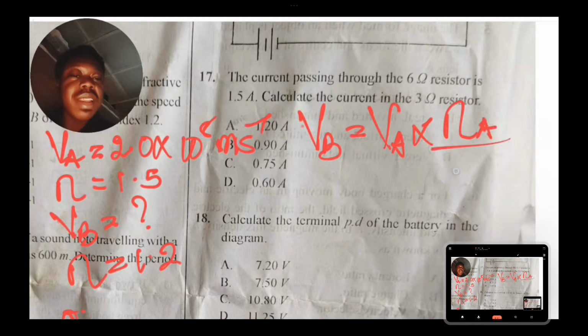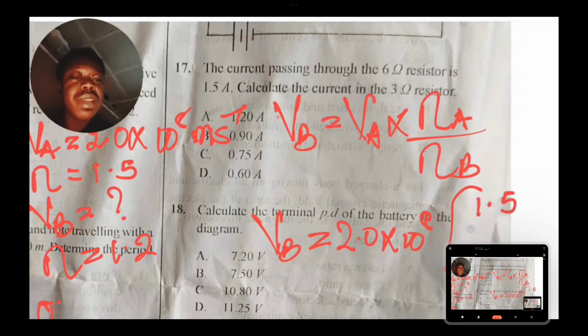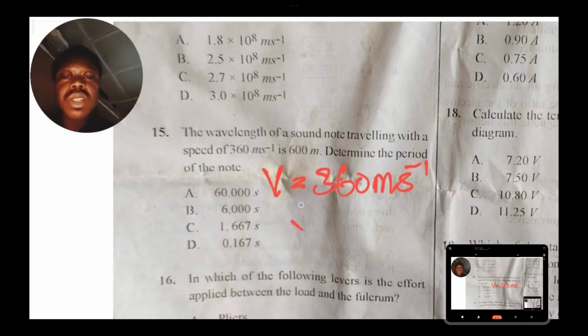To solve this question, we are going to apply this formula since we are looking for V of B. So V of B, if you make it a solved formula, we have V of A multiplied by the refractive index of A divided by the refractive index of B. Alright, so V of B will now equal V of A, which is 2.0 times 10 raised to the power 8, multiplying N of A, 1.5, divided by 1.2.